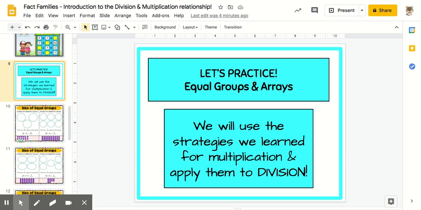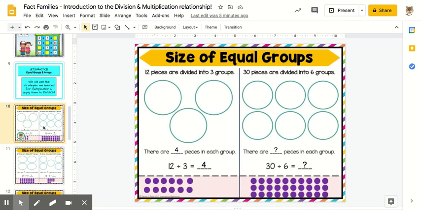Let's practice. So we're going to use the strategies that we learned for multiplication, equal groups and arrays, and we're going to now apply those strategies to division. So let's have a look at the first slide that you're going to be doing. So this is size of equal groups.